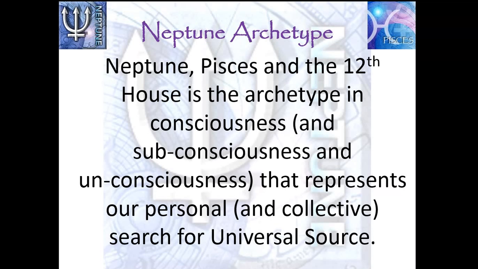You're going to be trying to complicate something that is really just a simple archetype in consciousness. And with Neptune, Pisces in the 12th house, sometimes EA calls it the collective conscious unconsciousness. So it is conscious, subconscious, unconscious. And what does it represent on that conscious to unconscious level? Our personal and collective search for universal source. What EA will call transcendence.